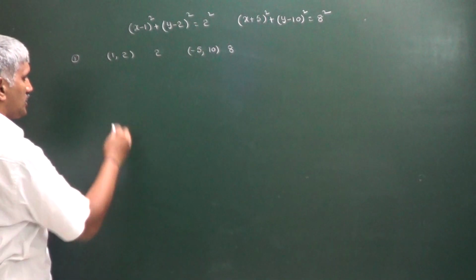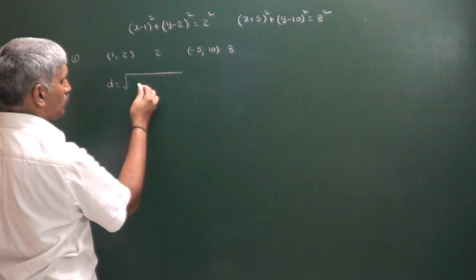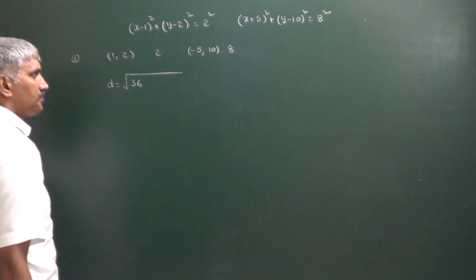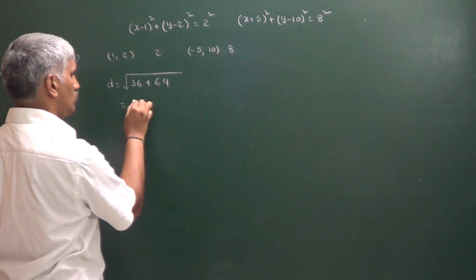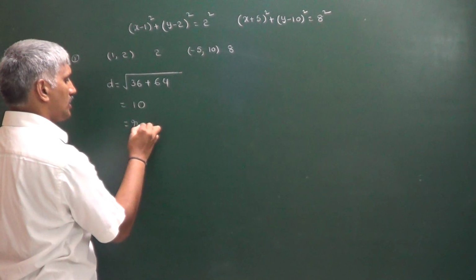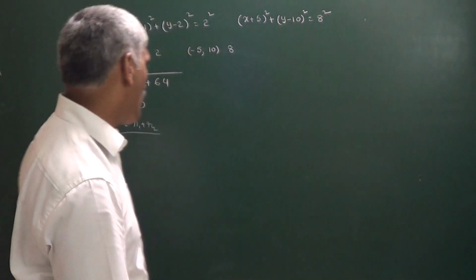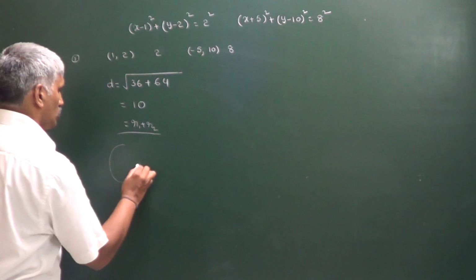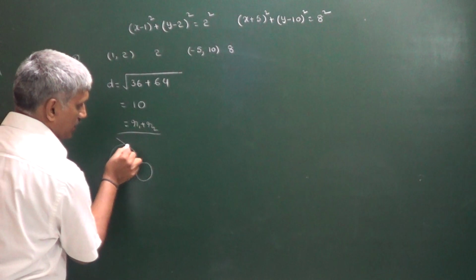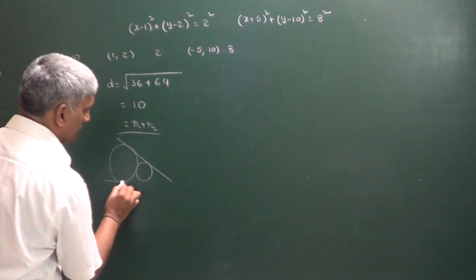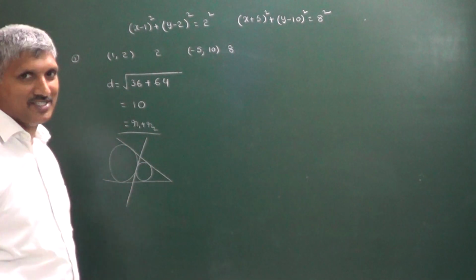Find out the distance between two centers. D is equal to, the distance between these two, you will get square root of 36 plus 64, that is equal to 10. We are getting that, which is nothing but R1 plus R2. So the distance between two centers is equal to the sum of the radii, which means the two circles touch each other externally. When two circles touch each other externally, the number of common tangents is 3, so 3 common tangents are possible.